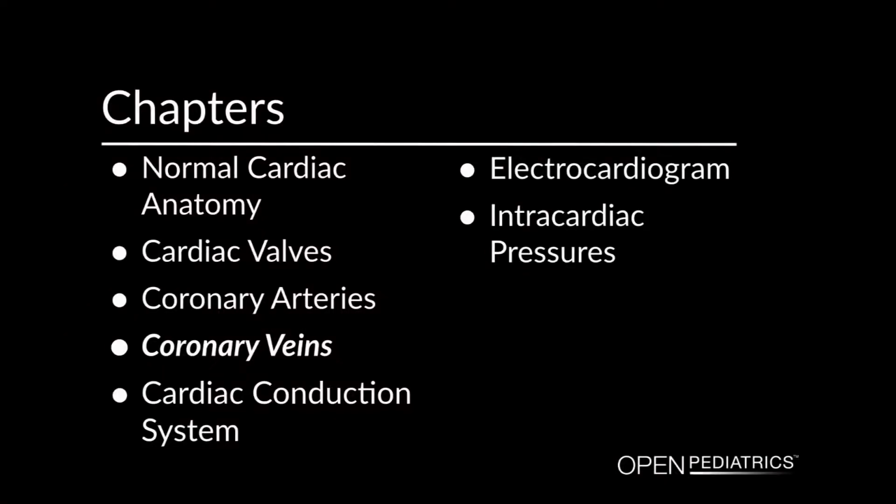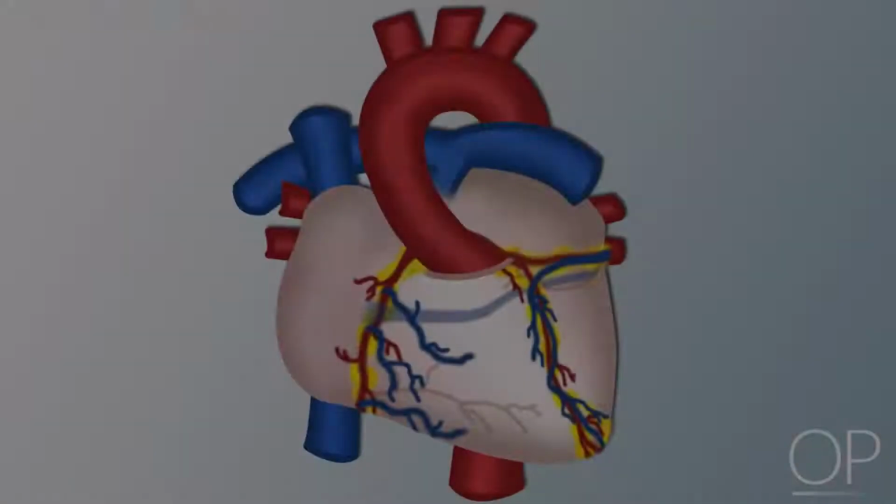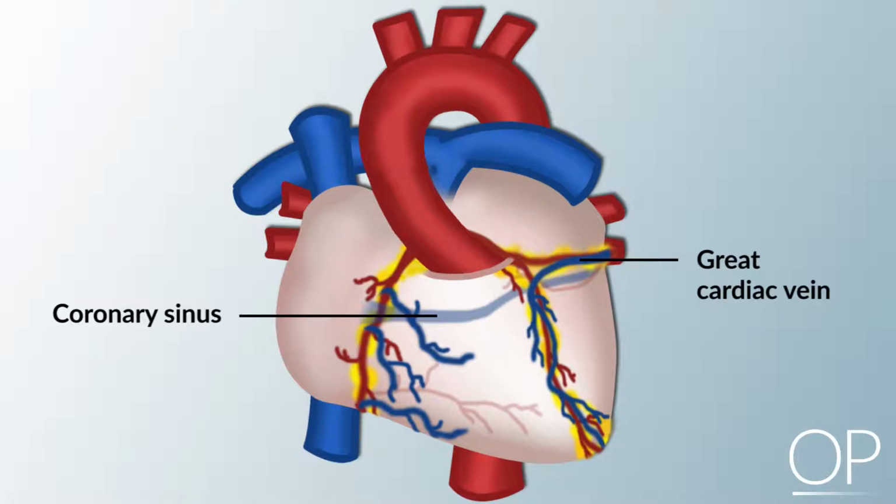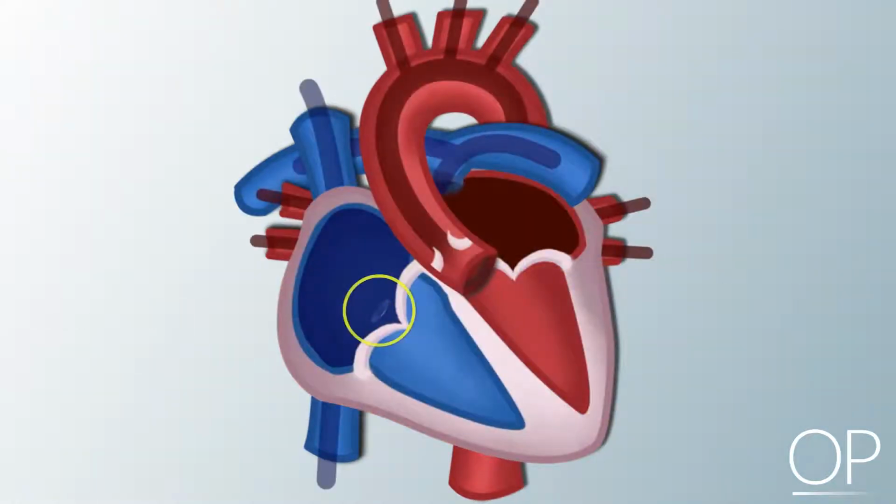Coronary veins. After flowing through an extensive network of capillaries, blood from the coronary arteries drains into the cardiac veins. The veins follow into the great cardiac vein and coronary sinus. Blood empties from the coronary sinus into the right atrium.